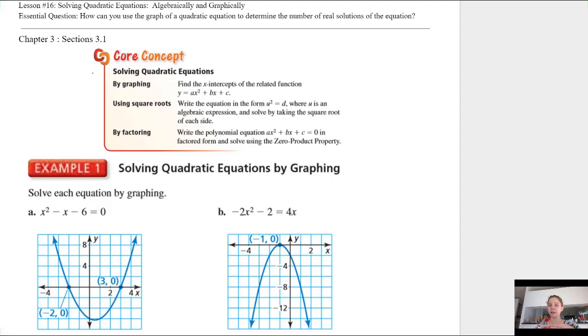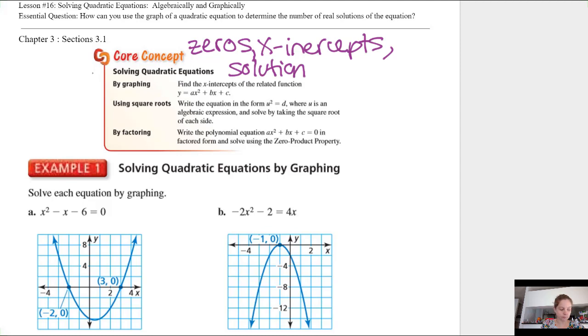I want to point out here that when solving a quadratic equation, the solution has many names. We can call it the zeros of the quadratic, the x-intercepts, the solutions, the roots. Okay. So this is what we're doing today. We are finding the solutions to these quadratic equations, which is the same thing as finding the zeros, the x-intercepts, the roots of these quadratic equations.